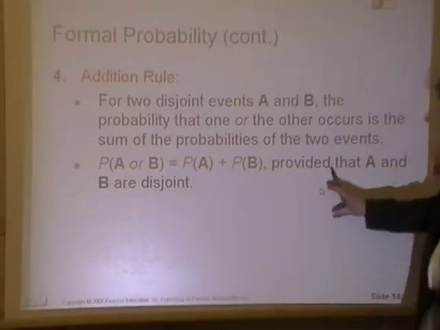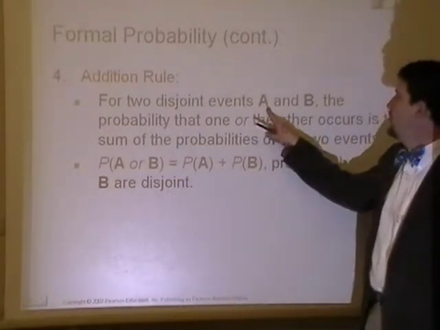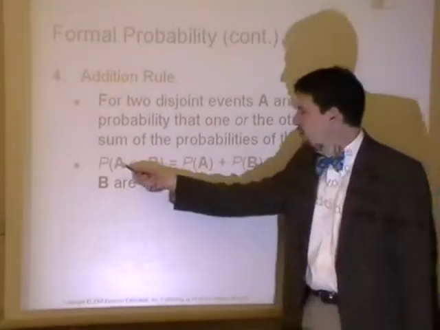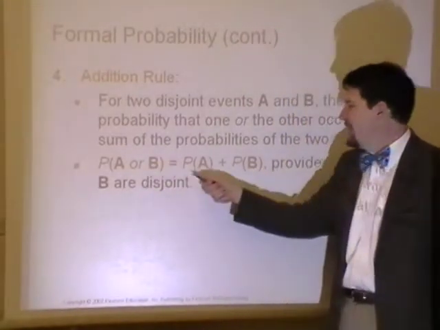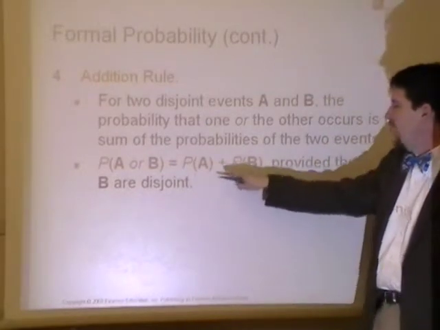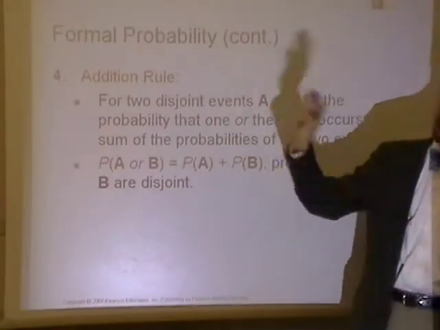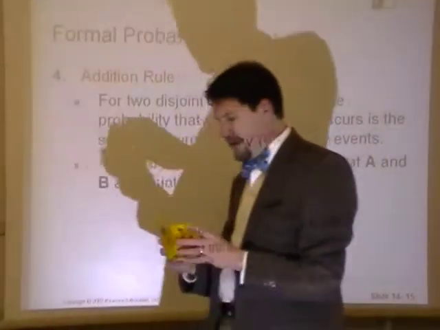Okay. Now, the addition rule says, if I have 2 disjoint events, A and B, meaning circles A and B that are separate, the probability of event A happening or the probability of event B happening is equal to the probability of A plus the probability of B. And it says, provided these are disjoint. We'll talk about what happens if they're not disjoint next chapter. And if you think about it, that makes perfect sense.